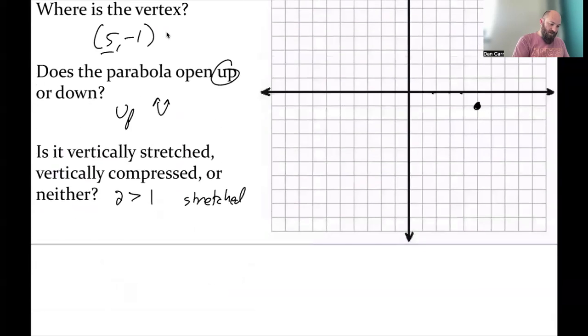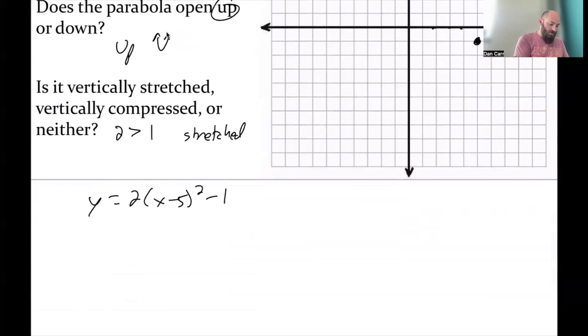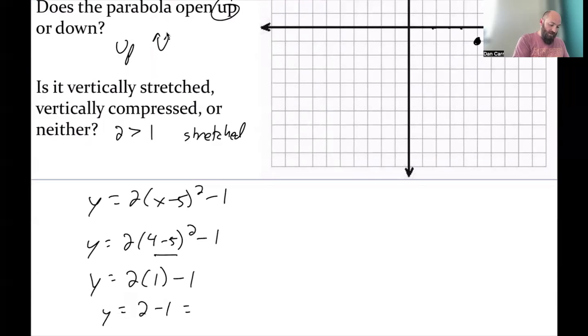Okay. So I've got y is equal to 2 times (x minus 5) squared minus 1. Let me just plug in x equals 4. So y is equal to 2 times (4 minus 5) squared minus 1. This is going to be a -1. -1 squared is 1. So this turns into 2 times 1 minus 1, which is 2 minus 1, giving me just 1 here. So that just means one of my points on the graph is the point (4, 1).